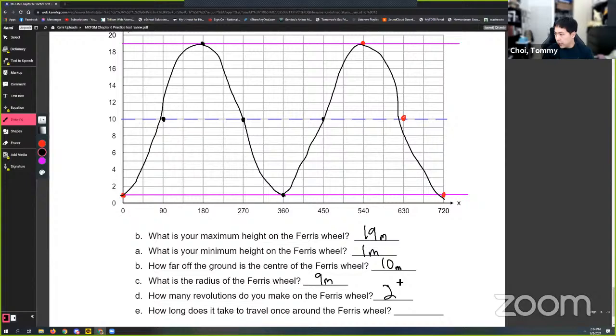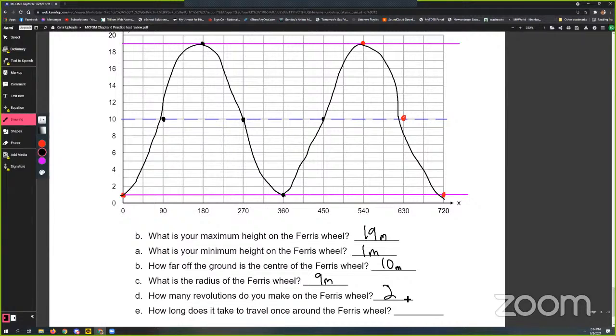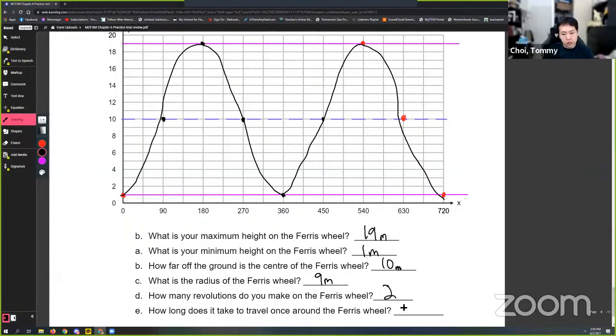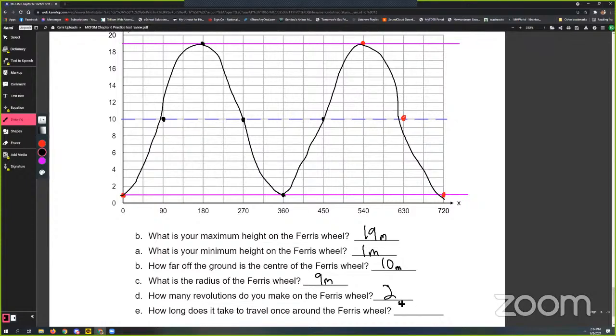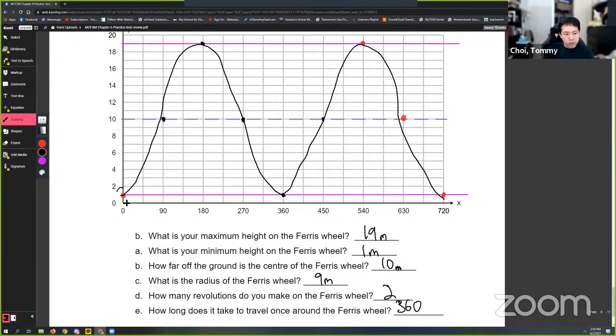Okay. So in this case, once again, we wanted the red dots because the question told you that x represents time, or t represents time. So we want to fill in all the dots that we can. And then part E, how long does it take to travel once around the Ferris wheel? Is it 450? Not 450, 360. From 0 to 360. It doesn't matter where you start.